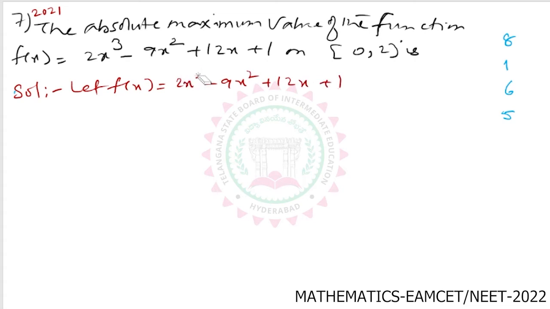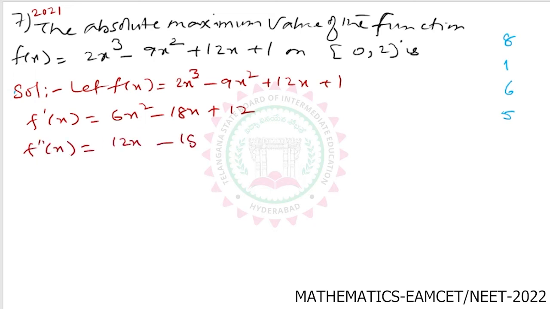Right? So, first of all, what I have to do? I have to differentiate this. Finding the first derivative, differentiating with respect to x, f dash x is equal to 6x square minus 18x plus 12. Second derivative, f double dash x, is 12x minus 18.